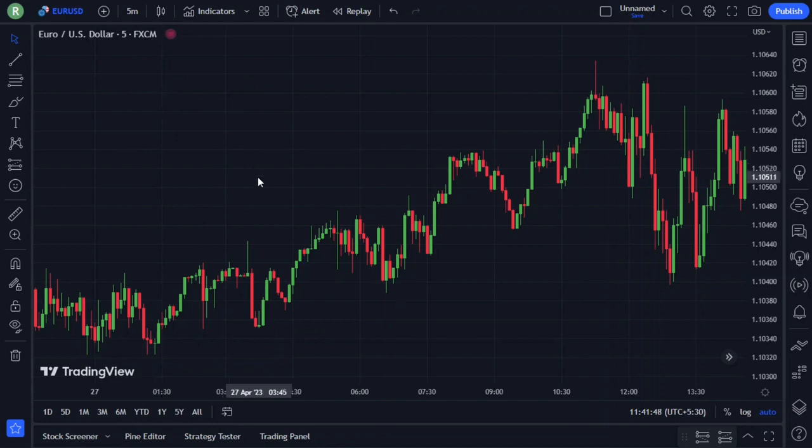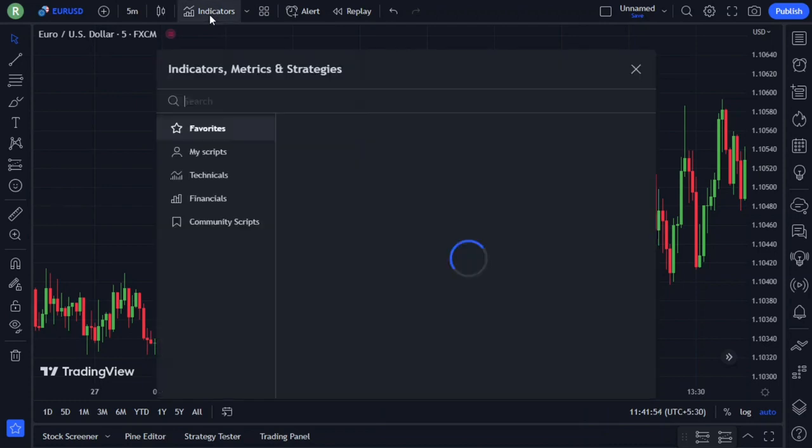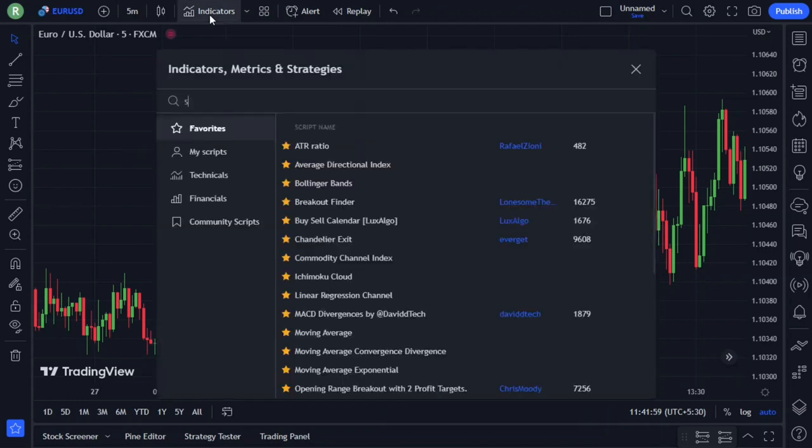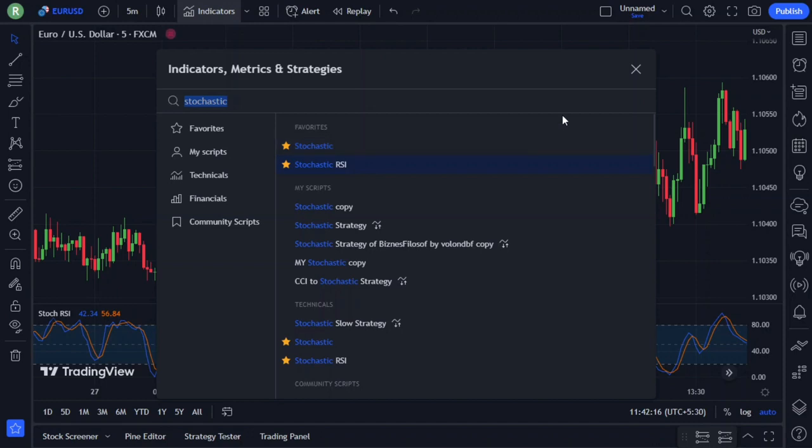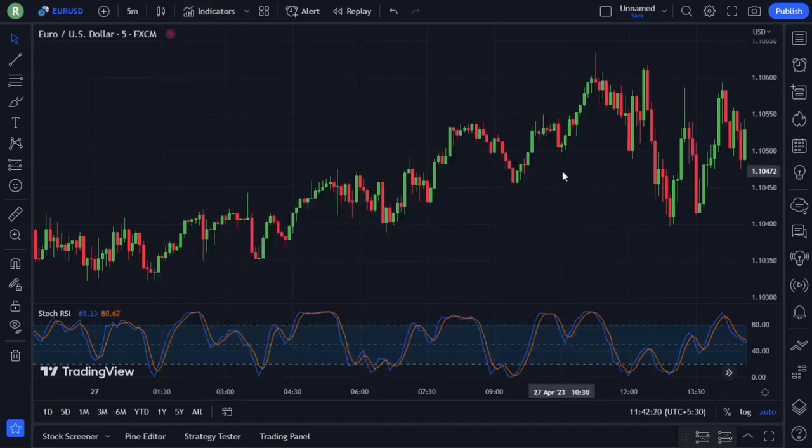Alright, so now let's add our first indicator to our chart. To add indicators, here we click the indicator menu at the top, and in the search menu, type our first indicator's name, which is the StochRSI, and we're going to use this one here. Click on it to add it to the chart. We will not make any changes to the settings, we will leave them as they are.